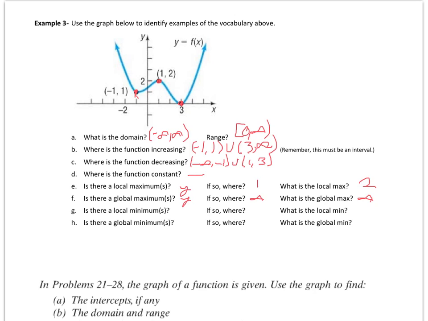All right, local mins. Are there any local minimums? Yep. Where are they at? Yeah, there's the one at -1. And what is our local min? It is 1. Now, oftentimes this would be considered a local min, but because it's our global min, we're going to put it in that category, our absolute minimum. So yep, there is, and it occurs at 3, and my global min is 0.